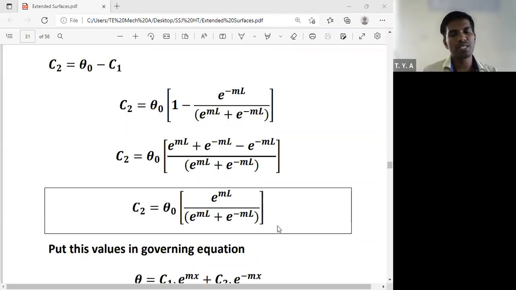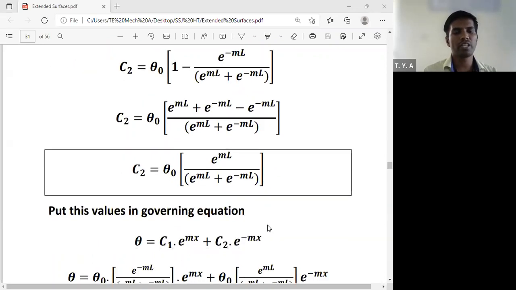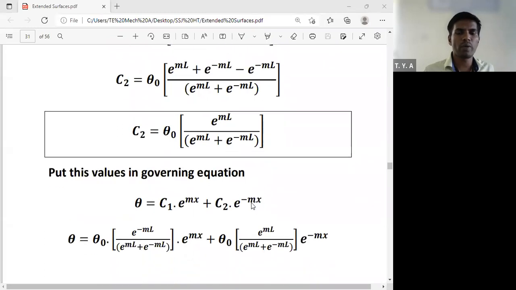Okay, so we get the values of C1 and C2. So put those values into the governing equation. So what is our governing equation? Theta is equal to C1 e raised to mx plus C2 e raised to minus mx. So in this equation, we have to put the values of C1 and C2. So therefore the equation becomes theta is equal to theta 0 into bracket e raised to minus ml divided by e raised to ml plus e raised to minus ml into e raised to mx plus theta 0 into, what is the value of C2, that is e raised to ml divided by e raised to ml plus e raised to minus ml into e raised to minus mx. Put the values of C1 and C2 here.